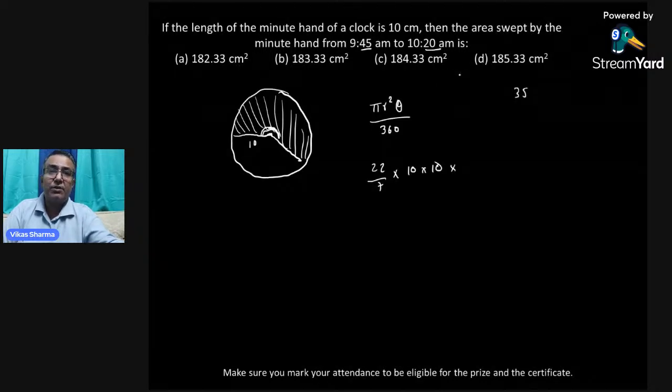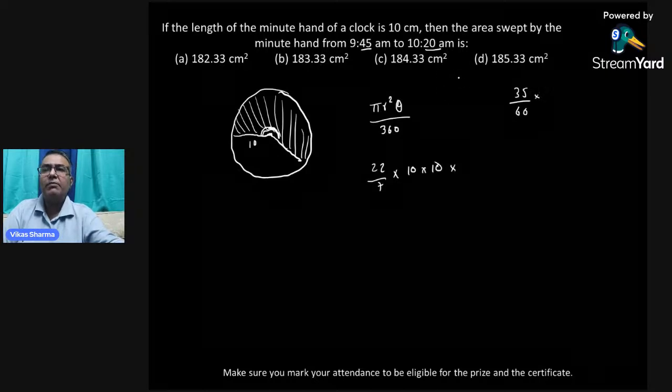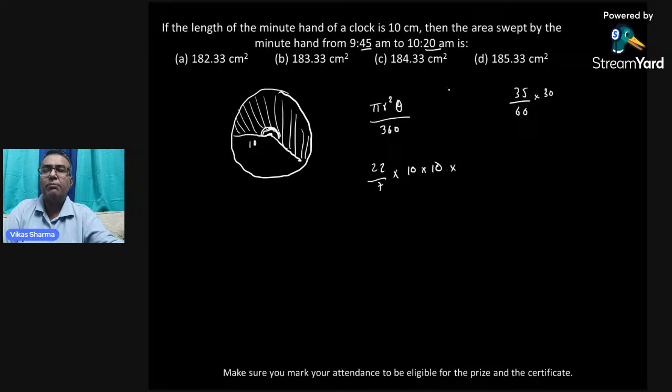So the fraction of the circle we can take as 35 upon 60, or we can multiply both by how much? We can multiply both by 6 to get 360 at the bottom denominator, and 35 times 6 will be how much? 210. Let me take it as 210 upon 360 only.